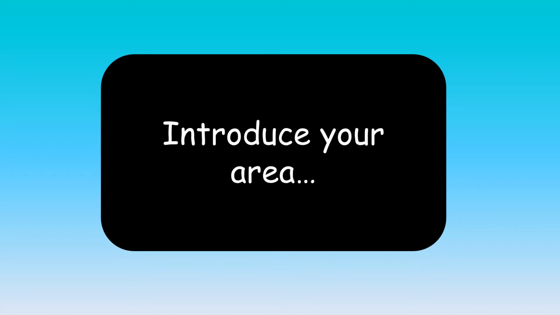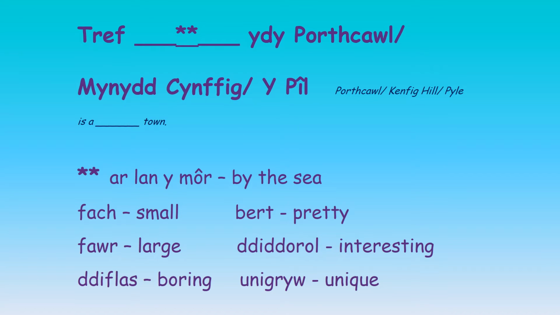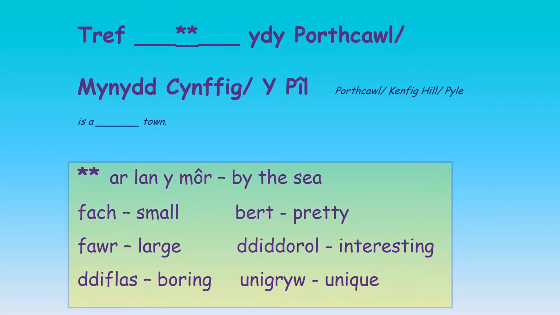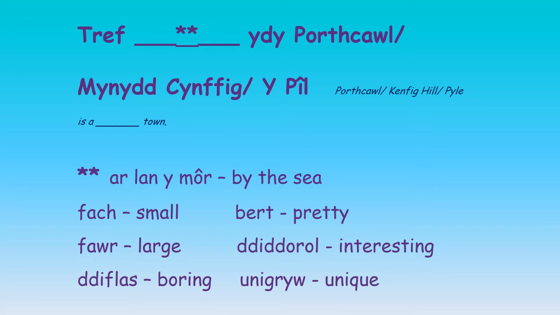Now, to introduce your area. To introduce your area, you need to give a brief description of your town or area. To do this, you will need to use adjectives. You could either look at the adjectives that you have included on your mind map, or you can use some of the adjectives that are suggested now. Where the stars are shown here, you need to include a short phrase, adjective or adjectives. For example, tref ar lan y môr ydy Porth Cawl. Porthcawl is a town by the sea.